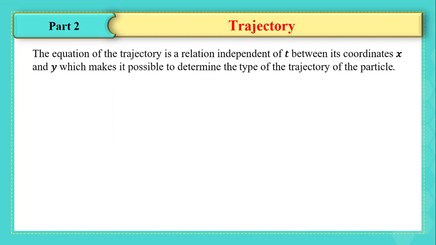The equation of the trajectory is a relation, independent of time, between its coordinates x and y, and it makes it possible to determine the type of the trajectory of the particle.